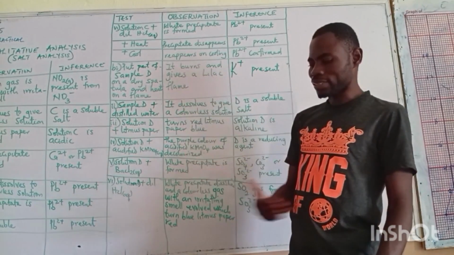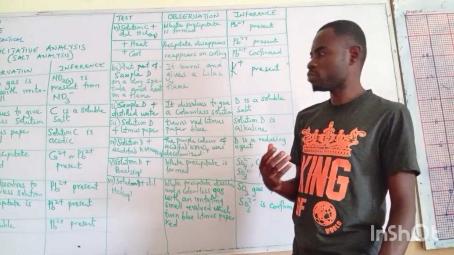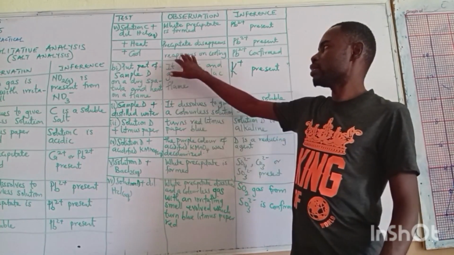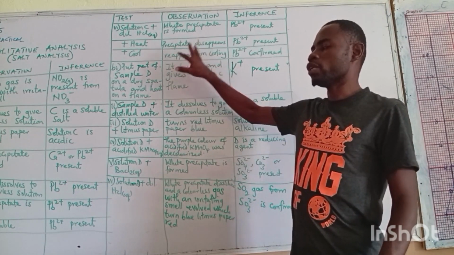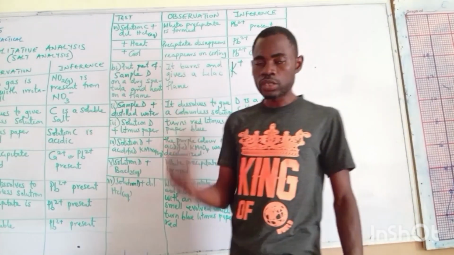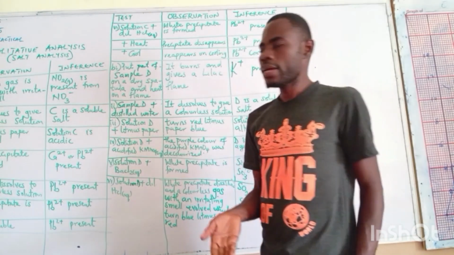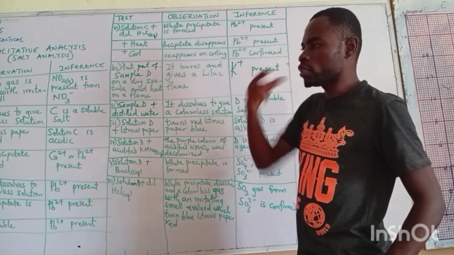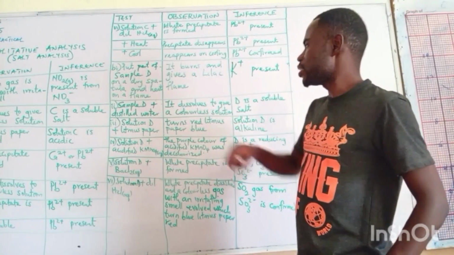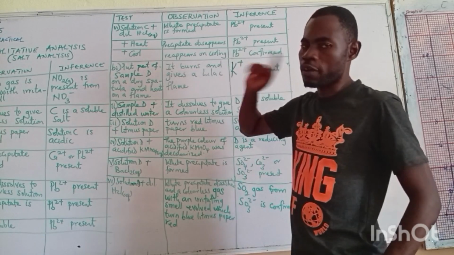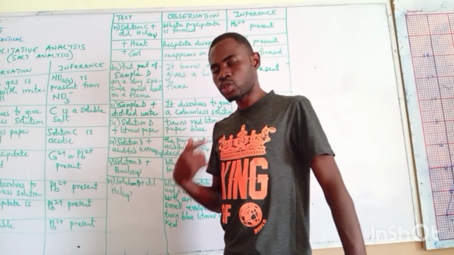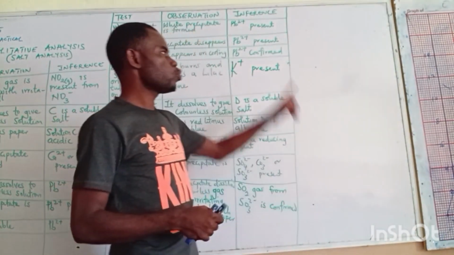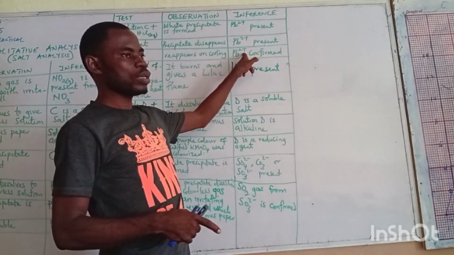What we saw was that we could still see the settlement again. We saw the precipitate coming back, reappearing. So from there we concluded that the precipitate reappeared on cooling. That is, when you allow it to cool, you will see the precipitate come back. In that sense, the precipitate coming back confirms Pb2+. We now confirm that this solution C contains the cation Pb2+. That's why we confirm Pb2+.